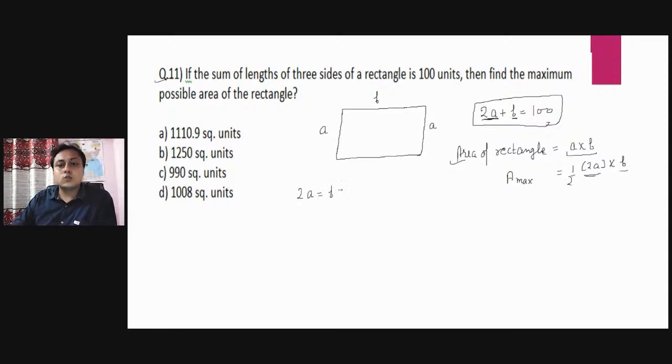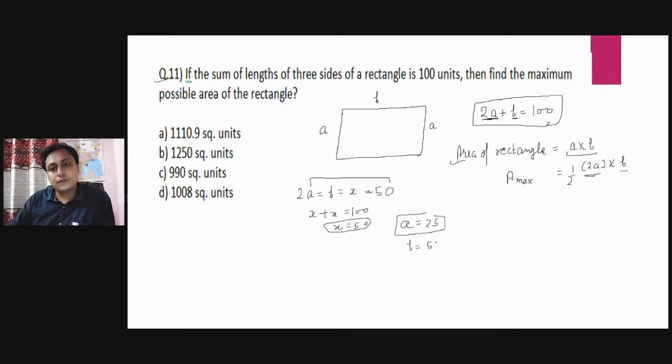So guys, 2A equals B, let's take x. So x plus x equals 100. So x should be 50. That simply means 2A equals 50, means A equals 25. A equals 25. B equals 50. So guys, we'll get the maximum area of this rectangle at A equals 25 and B equals 50.